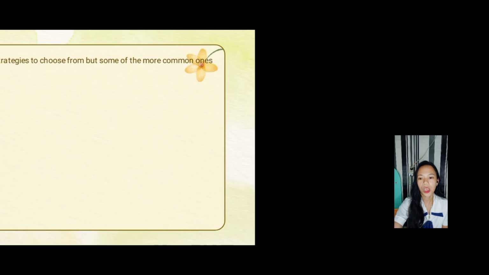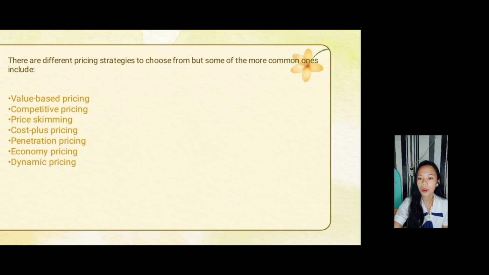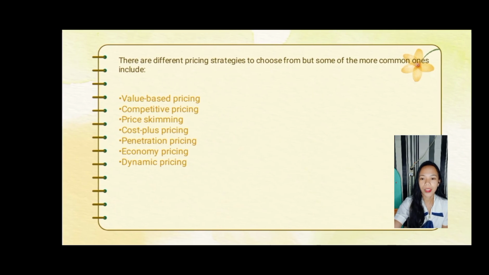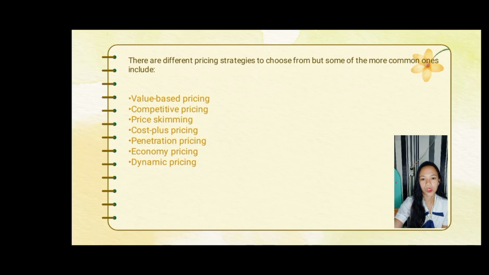These are the different pricing strategies to choose from, but some of the more common ones include these 7 pricing strategies. First, value-based pricing. Second, competitive pricing. Third, price skimming. Fourth, cost-plus pricing. Fifth, penetration pricing. Sixth, economy pricing. And the last is dynamic pricing.